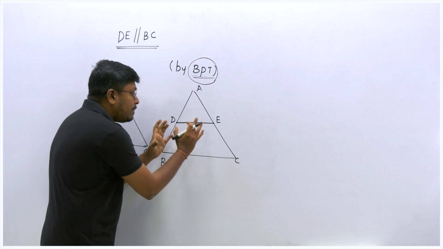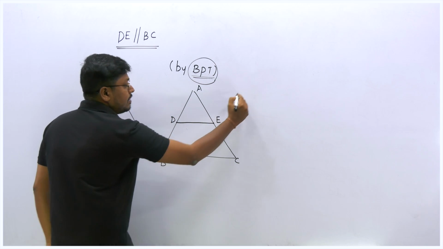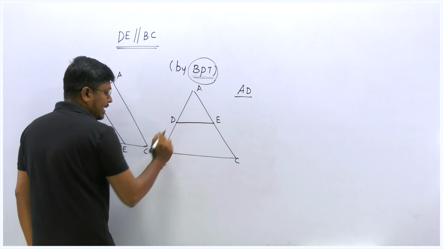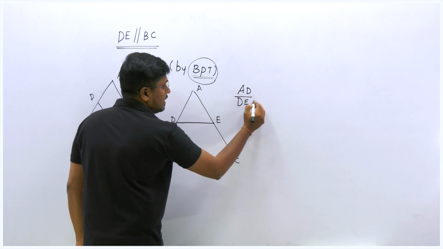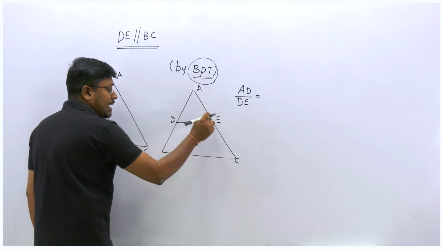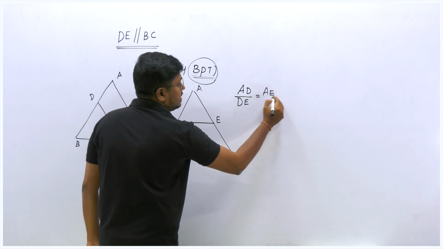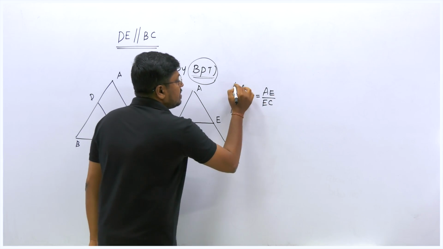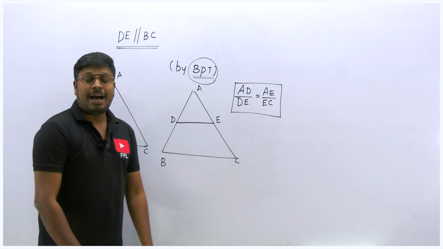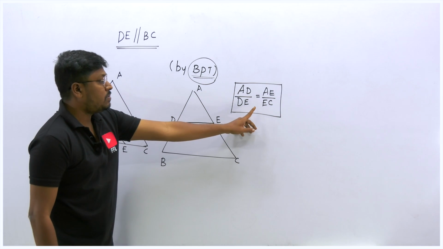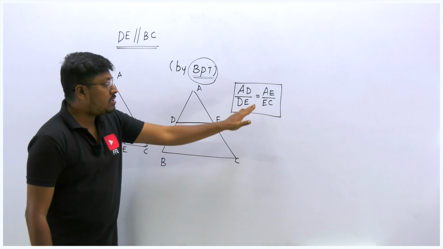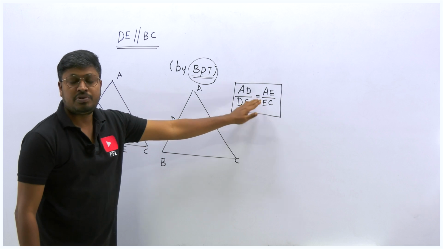From this basic proportionality theorem, what we understand here is, just listen, AD divided by DB is equal to AE divided by EC. Friends, understood or not? This is called the basic proportionality theorem. Directly writing this formula, many students will not understand why we are writing it to solve a question. So this formula is called the basic proportionality theorem.